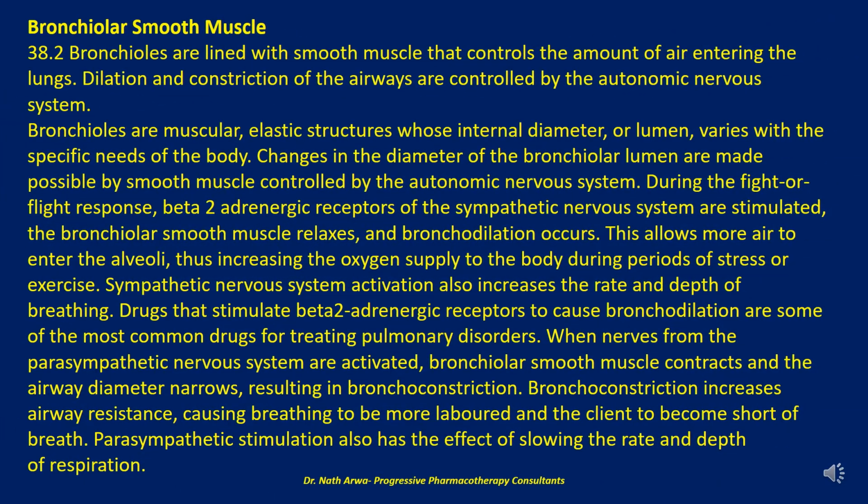We will now focus on bronchiolar smooth muscle. Bronchioles are lined with smooth muscle that controls the amount of air entering the lungs. Dilation and constriction of the airways are controlled by the autonomic nervous system. Bronchioles are muscular, elastic structures whose internal diameter, or lumen, varies with the specific needs of the body. Changes in the diameter of the bronchiolar lumen are made possible by smooth muscle controlled by the autonomic nervous system.